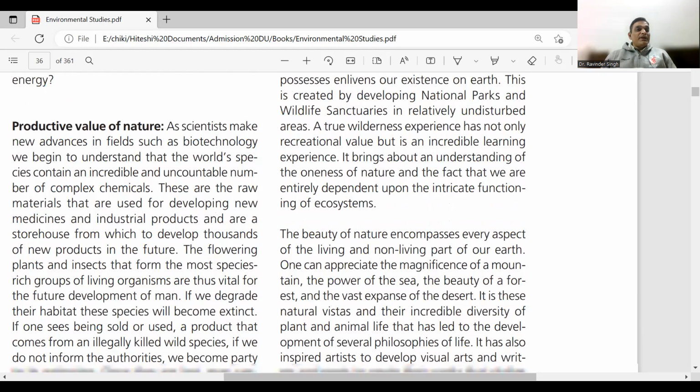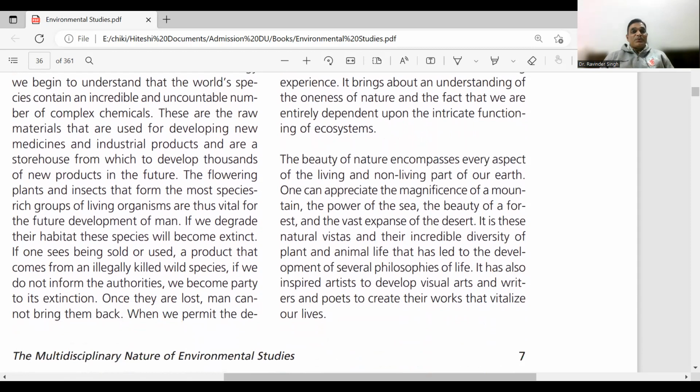As scientists make new advances in fields such as biotechnology, we begin to understand that the world's species contain an incredible and uncountable number of complex chemicals. These are the raw materials that are used for developing new medicines and industrial products and are a storehouse from which to develop thousands of new products in the future. The flowering plants and the insects that form the most species-rich group of living organisms are thus vital for the future development of man.